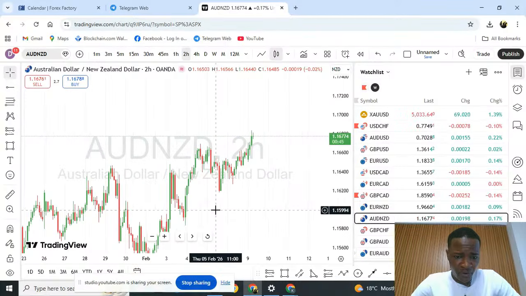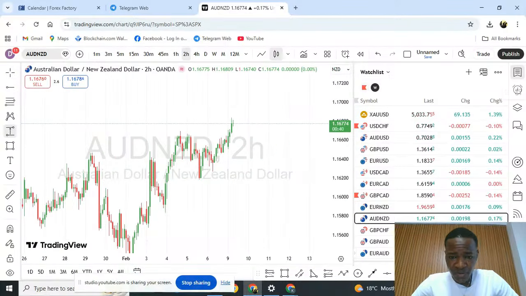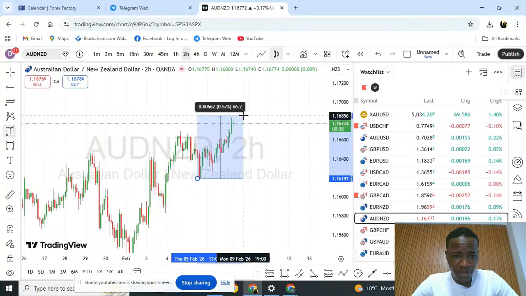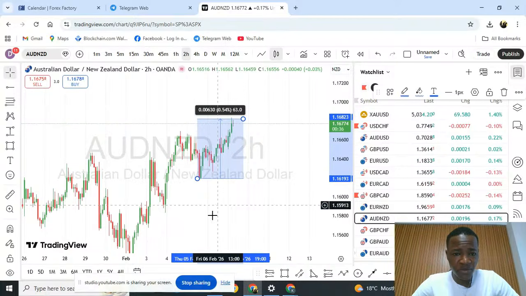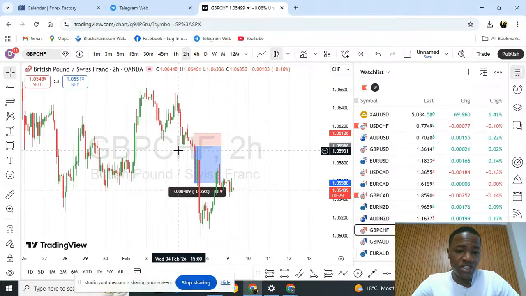I don't see any view of this pair today. AUDNZD, from here all the way here, it doesn't have many pips. Consider this is a 2 hours time frame, and from here to here it's 60 pips. GBPCHF. GBPCHF, you were selling GBPCHF since last week.